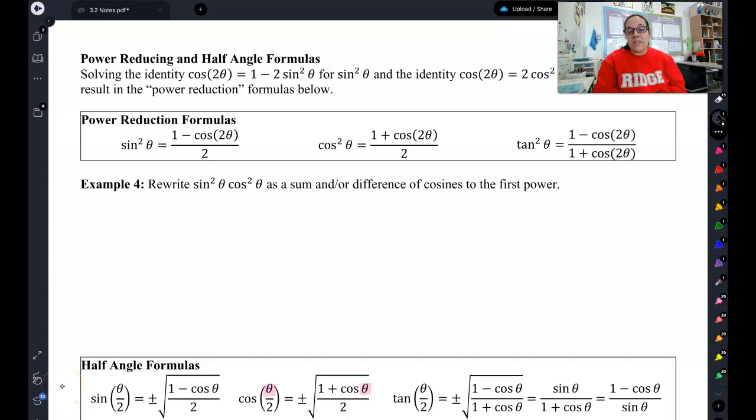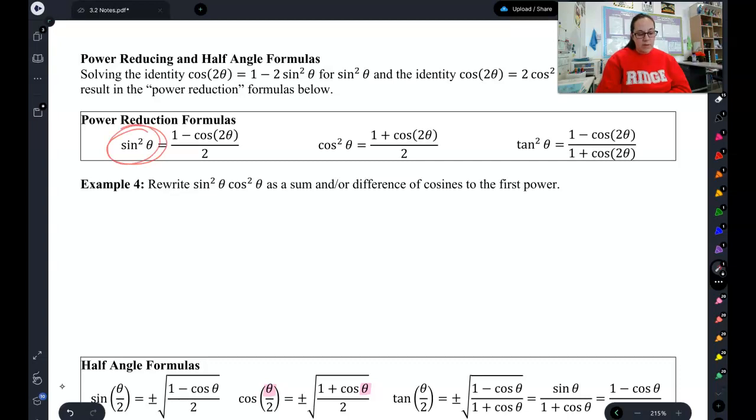Let's look at the power reduction formulas. These formulas take something that is squared and reduce it to something that is not squared. Now, these formulas honestly are very rarely used. Most of the time, if you see something squared, it means you're going to do something with a trig identity about it.